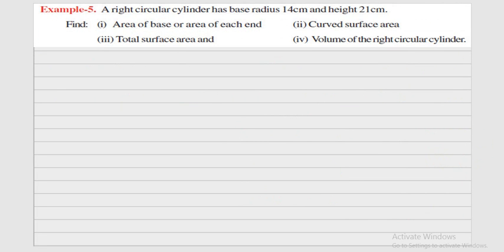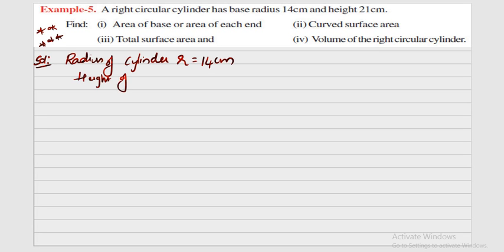Next, moving on to example number 5. This is very important. This question has been asked a number of times in the 10th class board exams. Right, now let us see. In this question we have 4 subparts. What are the things that are given? A right circular cylinder. In that cylinder, the radius is given as r is equal to 14 centimeters. Next, the height of the cylinder is h is equal to 21 centimeters.